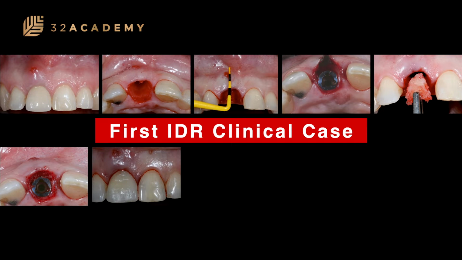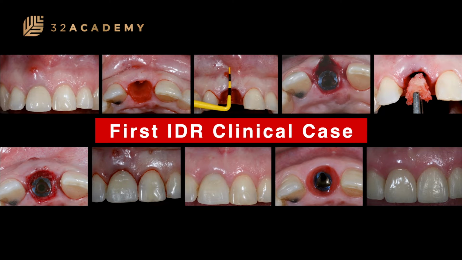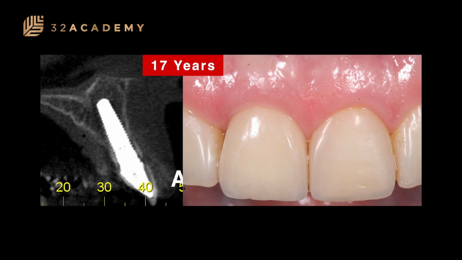We made our provisional restoration immediately, and 3 months later we have the maintenance of the anatomical contour of the soft tissue. And here you see after we delivered the final porcelain restoration. And here the follow-up after 17 years. I want to call your attention to the new buccal wall, completely remodeled and still stable, but better than that, you see here the maintenance of the gingival architecture exactly in its original position.